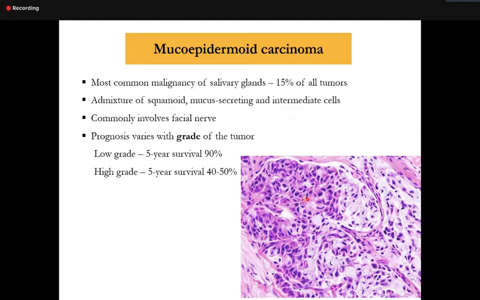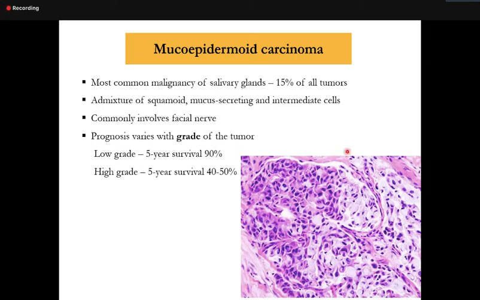So these are squamoid cells, squamous looking cells, and these are mucoid cells. This, for example, is a combination, and this is an intermediate cell. So it is a combination of squamoid cells, mucoid cells, and epidermoid. This is mucoid and this is epidermoid. It commonly involves the facial nerve. So it is malignant and it involves the facial nerve.